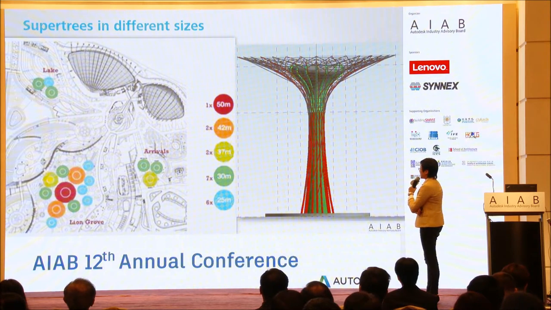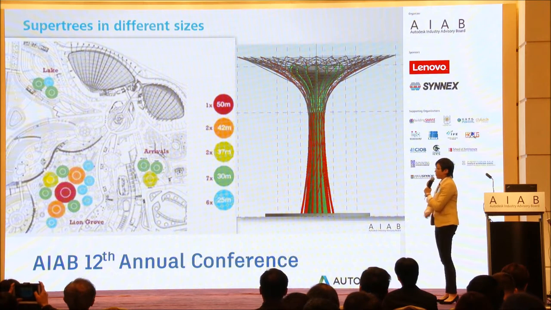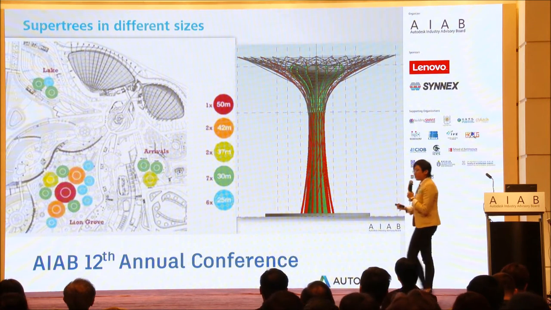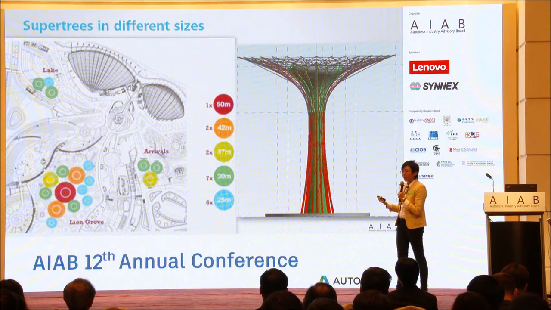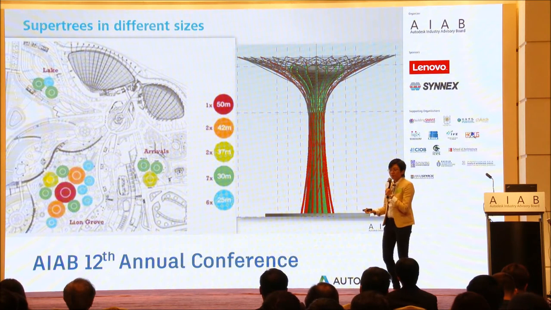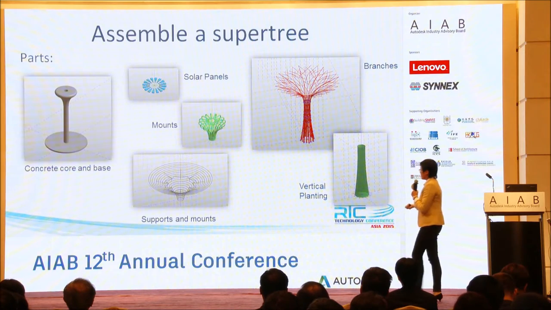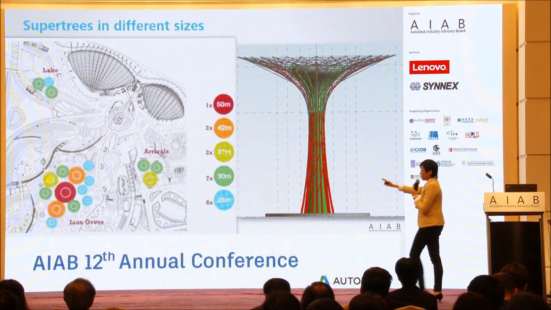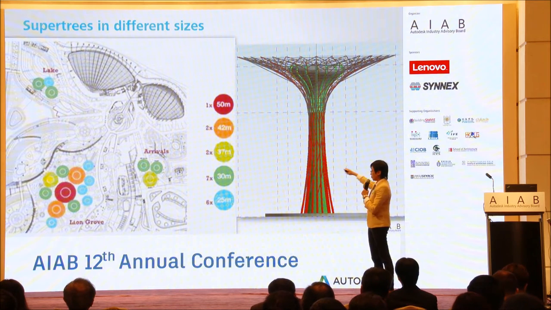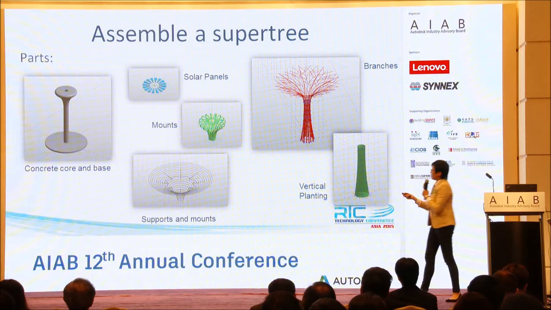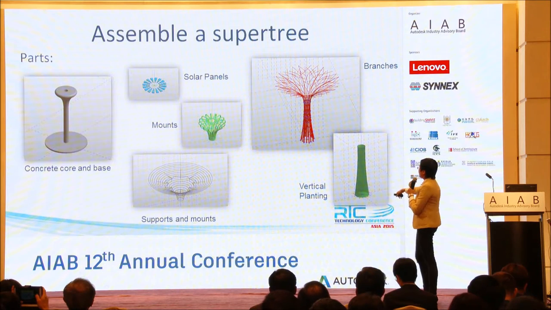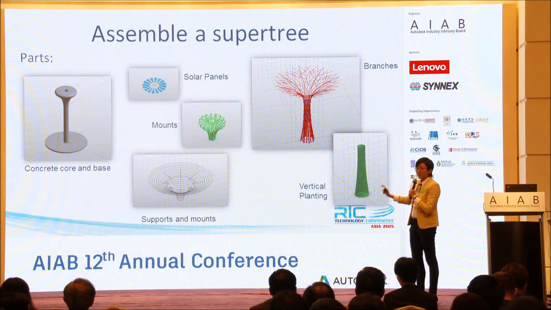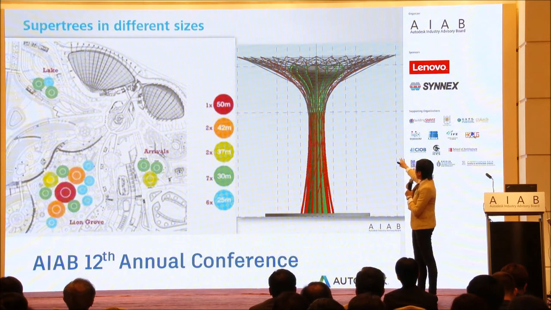And it has 18 Supertrees in total, in five different sizes. With limited time, I had to create all the trees in different sizes. So how do I complete this task? Because time was running out, I only created the smallest one, the 25 meter Supertree. Then I studied the structure of the Supertree. It has 6 major components. I used adaptive families to create them, and then formed them together like this one in Revit.